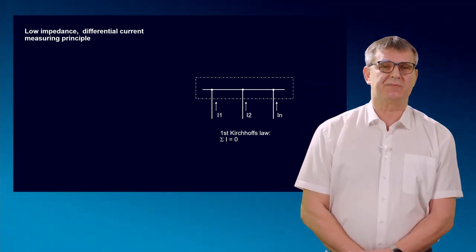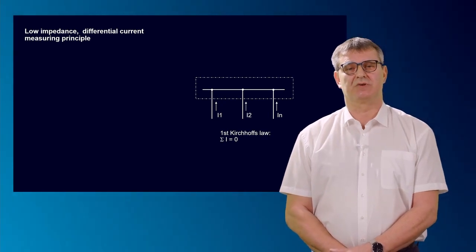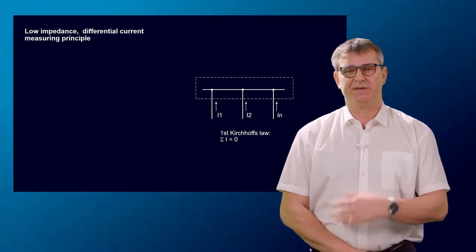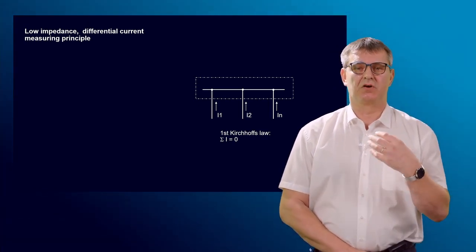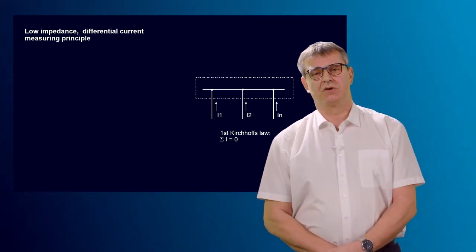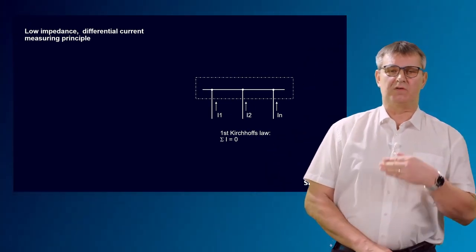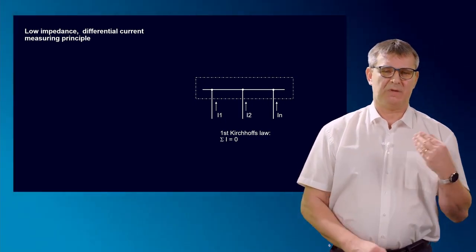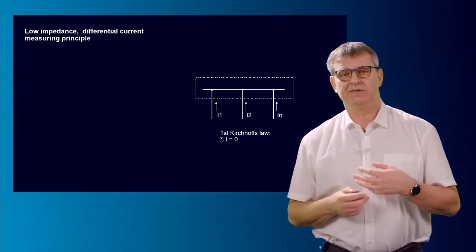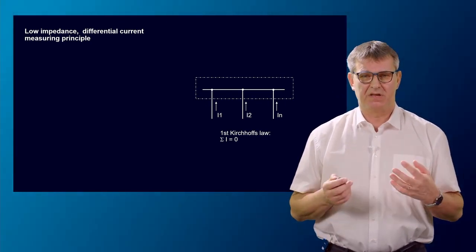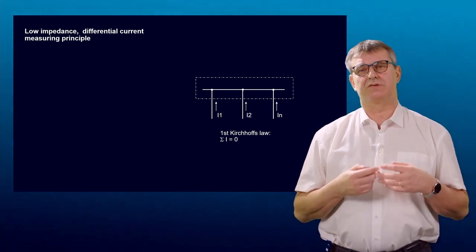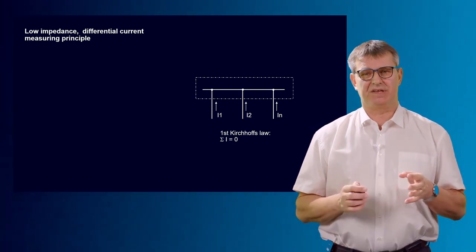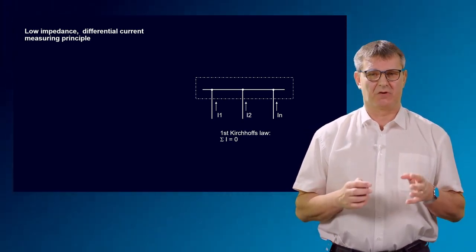What does low impedance busbar protection mean? What does the differential current measuring principle mean? Busbar differential protection is simply applying the first Kirchhoff's law. The first Kirchhoff's law means that the sum of all currents, the vectorial sum of all currents, is 0. In the case of a busbar, it means we are simply summing up the currents of all feeders, of course also a coupler if we come to couplers, and in a healthy system, this sum must be 0.